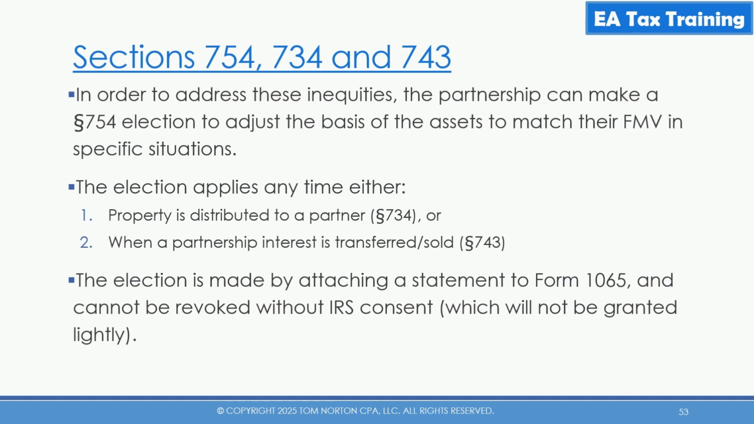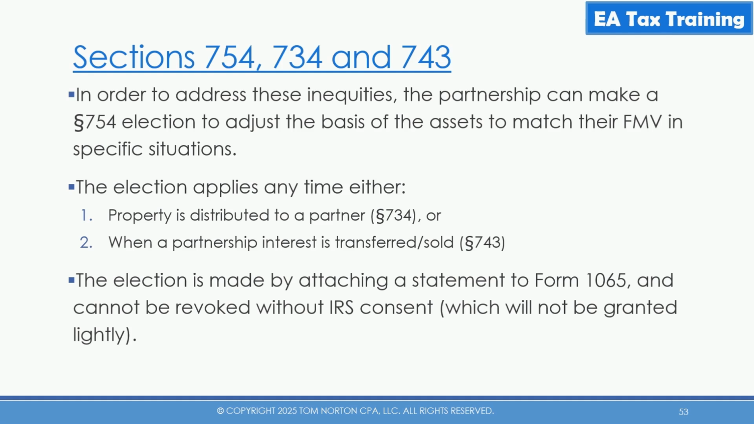What section 754 says is the partnership can make an election to adjust the basis of the assets to match their fair market value in specific situations. So this election applies anytime the partnership either distributes property to a partner, that's covered by section 734, or when a partnership interest is transferred or sold, that is covered by section 743. So what this is saying is section 754 says we elect to use sections 734 and 743.